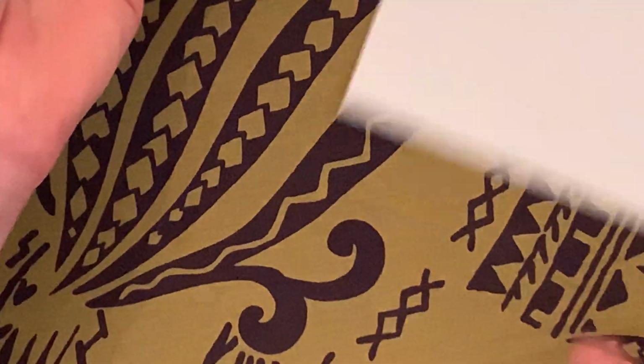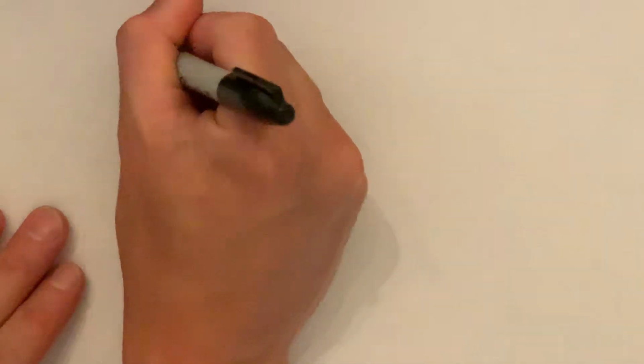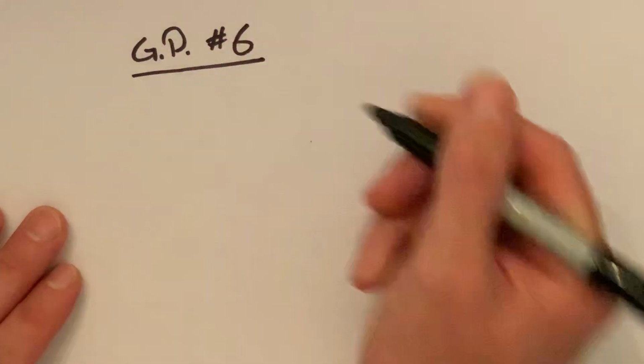And I want to do one last example to make sure that we're all on the same page. So this is going to be a multi-step problem as well. If I can find some paper. Here we go. So let's get to it. I'm going to do guided practice number 6 at the bottom of page 424. So this is guided practice number 6.